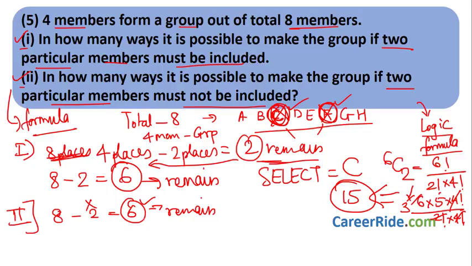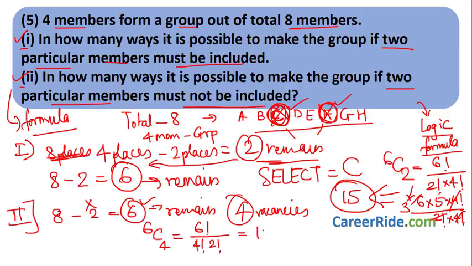Whatever group we have to form, it is out of these 6 members, since C and F must not be included at all. So we have to fill the 4 vacancies in the group using these 6 people. That is, we have to select 4 people out of 6. Select means combination. So number of ways is 6 factorial divided by 4 factorial multiplied by 2 factorial. That will again come out to 15 ways. So the answer for both of them is 15 ways.